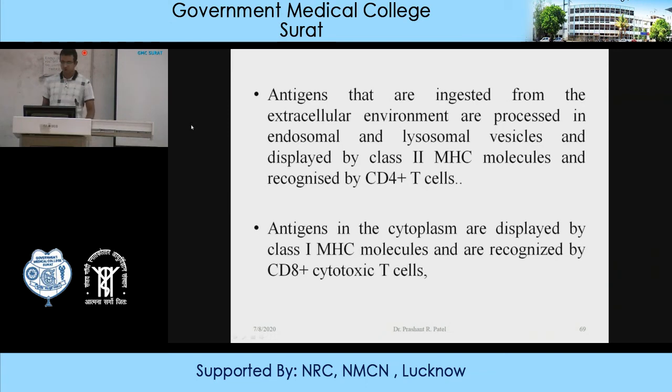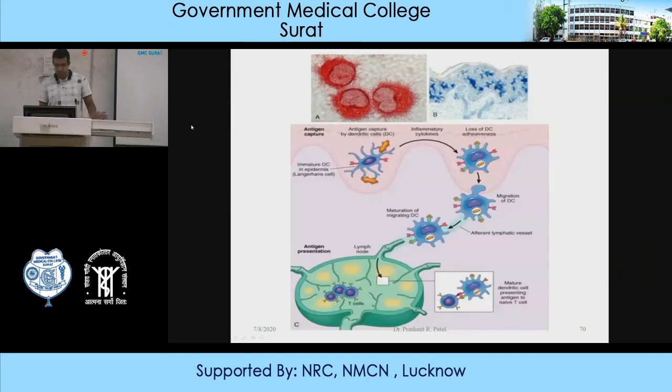So this is the diagram which shows how the dendritic cell captures the antigen and migrates into the draining lymph node. During this migration process, the MHC molecules are synthesized, and the antigen is fragmented into peptide antigen, and ultimately it is presented by MHC molecules.